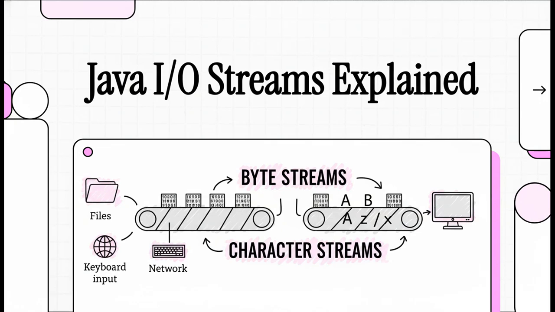All right, let's dive right in. Today, we're going to break down a really fundamental concept in Java, I/O streams. It sounds kind of technical, but it's actually Java's super clever solution to a really messy problem. How can one program talk to a keyboard, a file, and a network all at the same time without the code becoming a total nightmare?